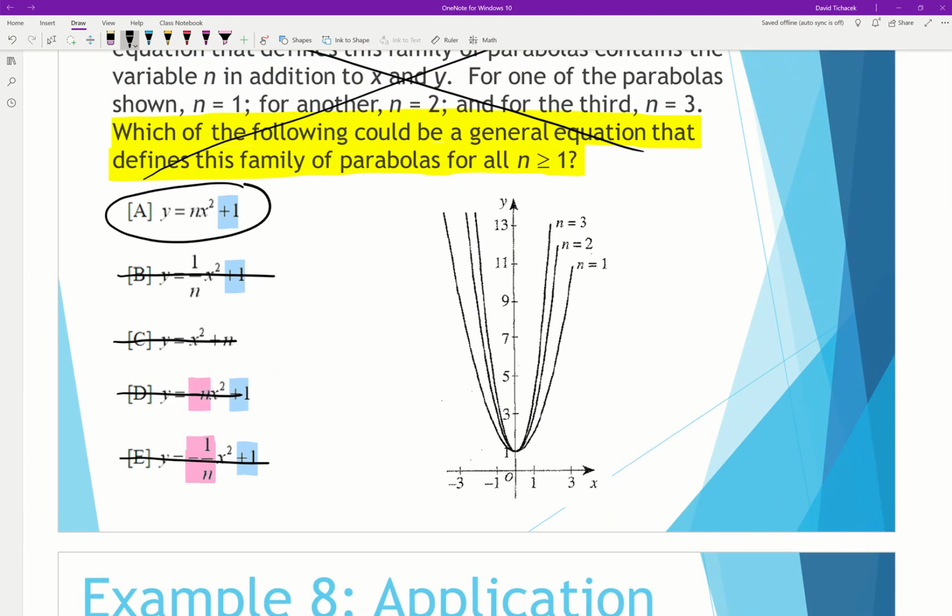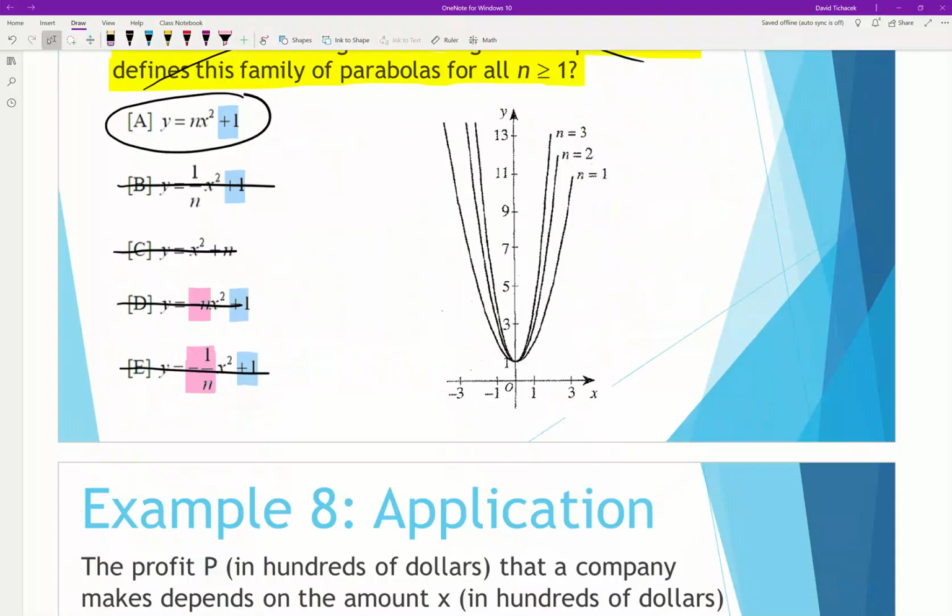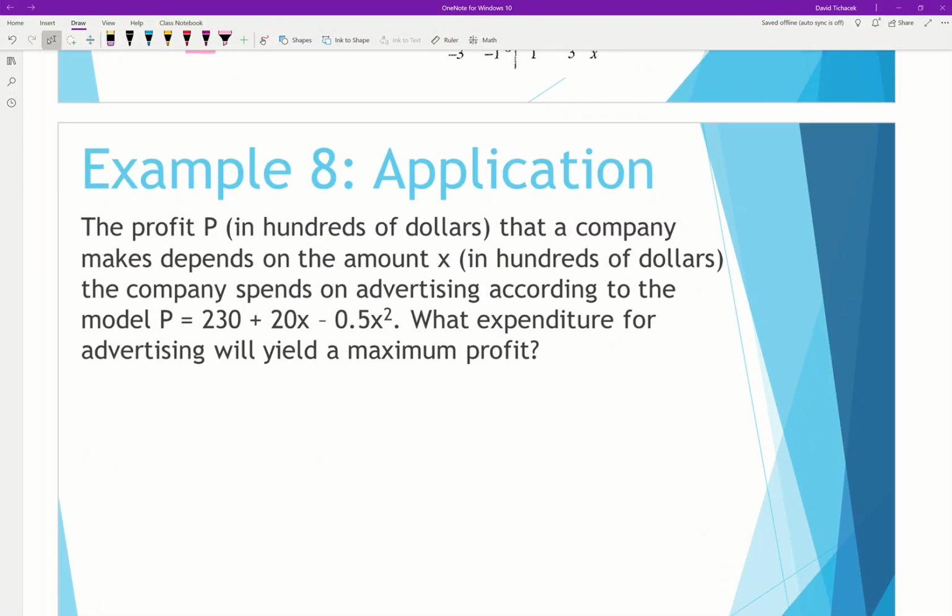So if you know your characteristics about parabolas, that's a problem that you can do in a matter of seconds if you're in an ACT scenario. And then the last example that I want to go ahead and take care of here in this video is an actual word problem here.